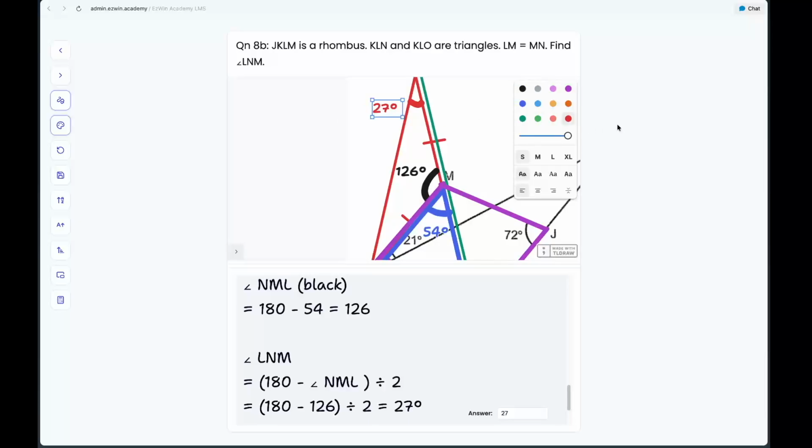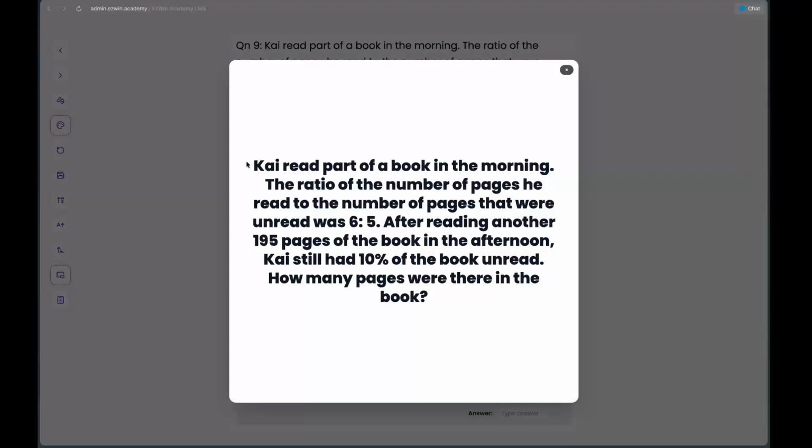This is 27 degrees. Question 9. I read part of a book in the morning. The ratio of the number of pages he read to the number of pages that were unread was 6:5. So after reading another 195 pages of the book in the afternoon, I still had 10% of the book unread. How many pages were there in the book?